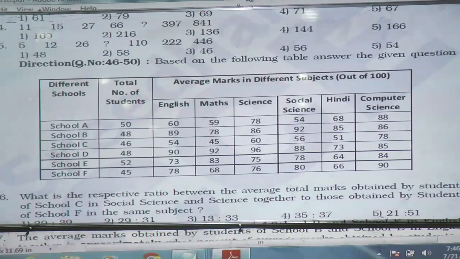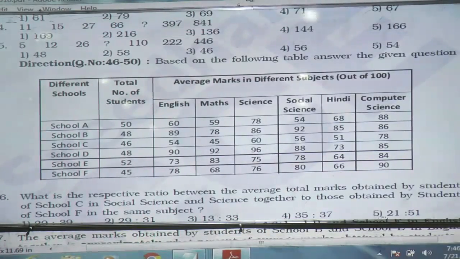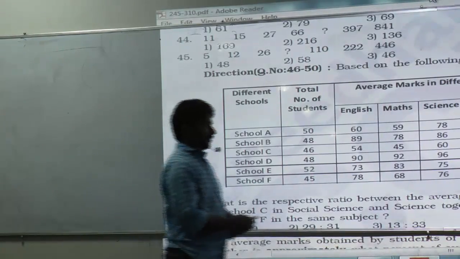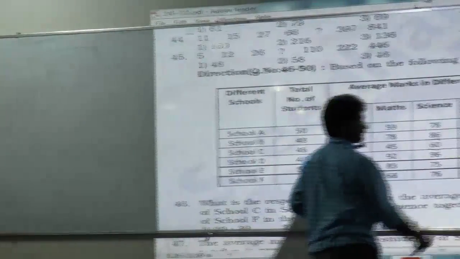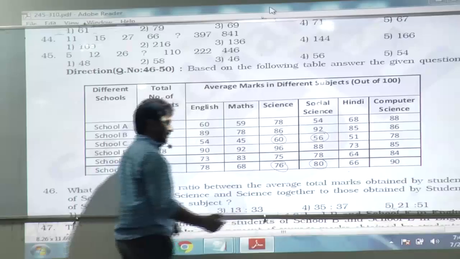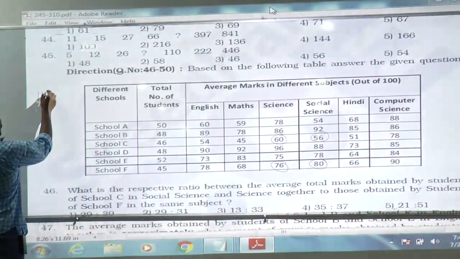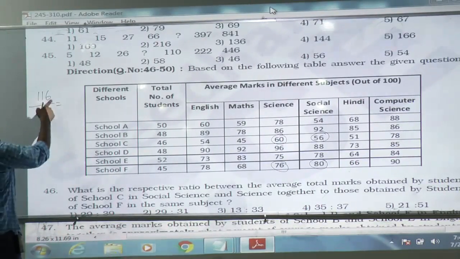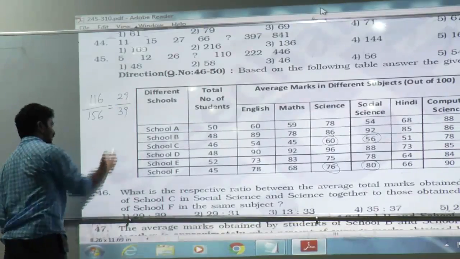What is the respective ratio between average total marks obtained by students of school C in social science and science together to those obtained by students of school F in the same subjects? Social science and then science. These two for C and F: 60 plus 56, 116. 76 plus 80, 156. Cancellation with 4, 29 times, 39 times.